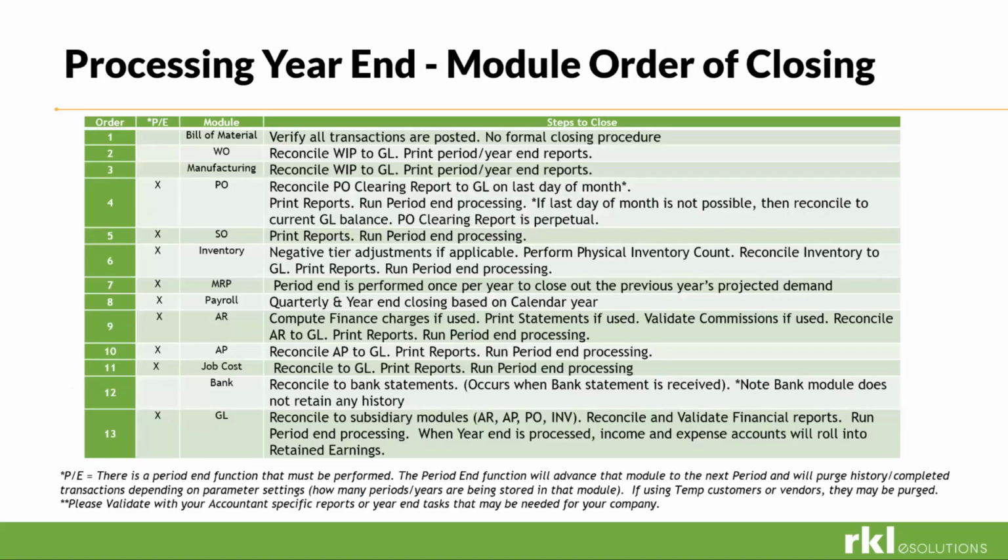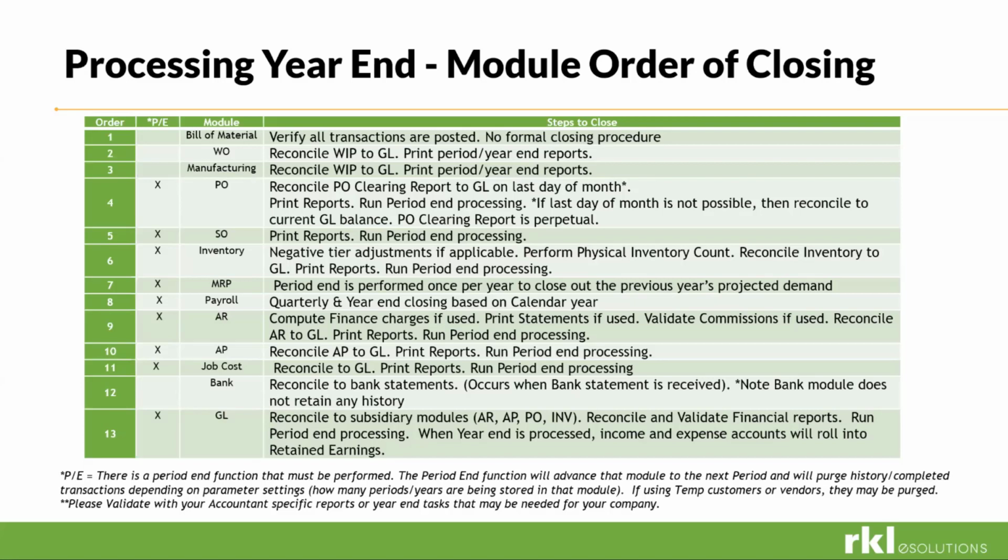Okay, so in the order of closing, the tasks are listed here. Starting with bill of materials, moving along to work order, manufacturing. So you're working through your manufacturing modules and then to your distribution modules, which is purchase order, sales order, and inventory, on to payroll, and then to your accounting modules, AR, AP, job cost, and bank reconciliation. And then the last module to be closed would be general ledger.